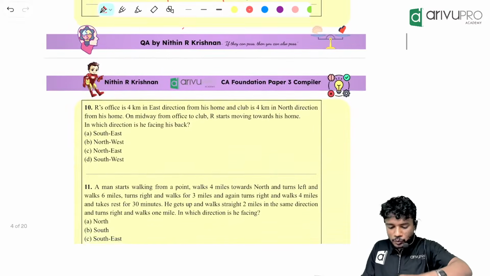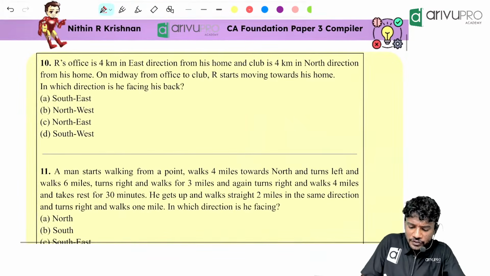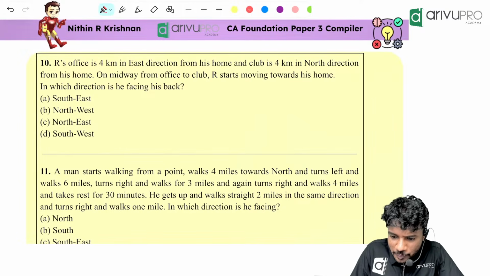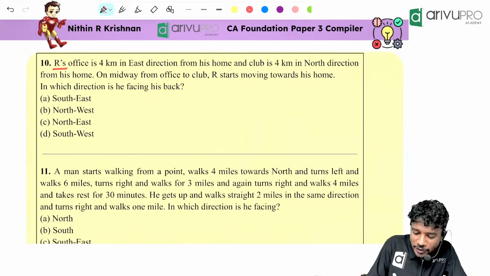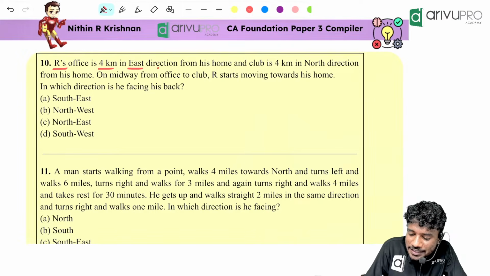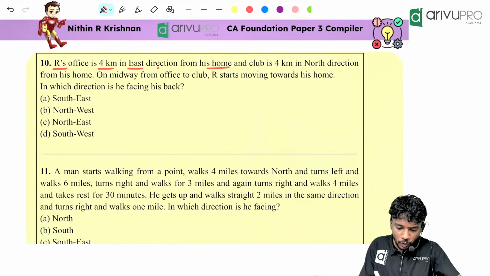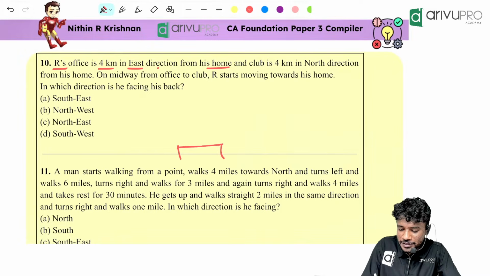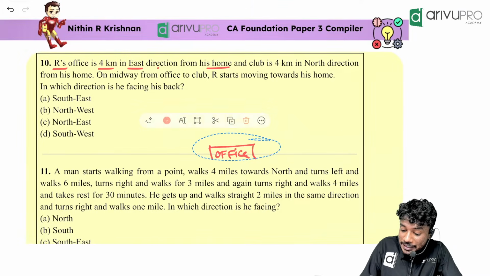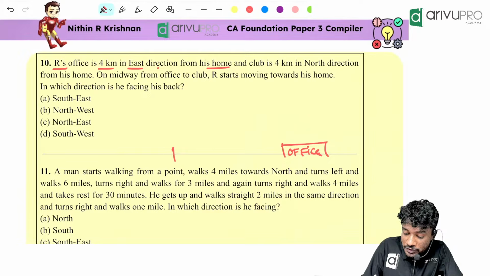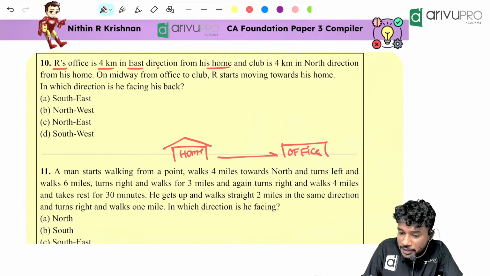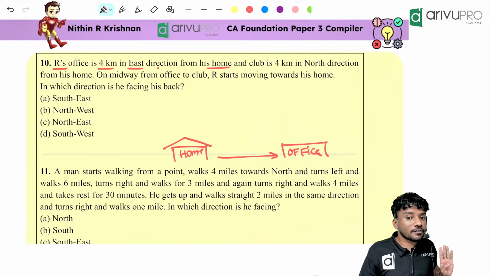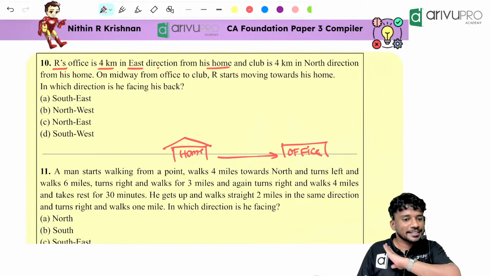Okay, next one. R's office. This one we have solved in class also, the same question. R's office is 4 km east of his home. So what are they telling? The office is 4 km east of home. That means if his home is currently over here, the office is 4 km east of home. East means our right hand side we can take.